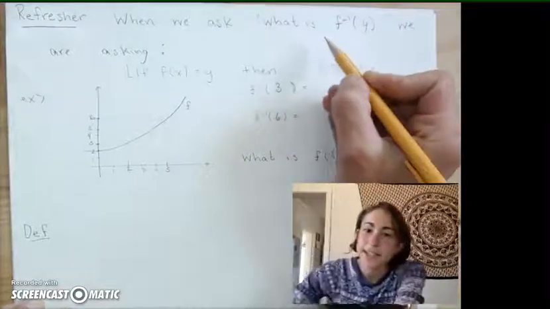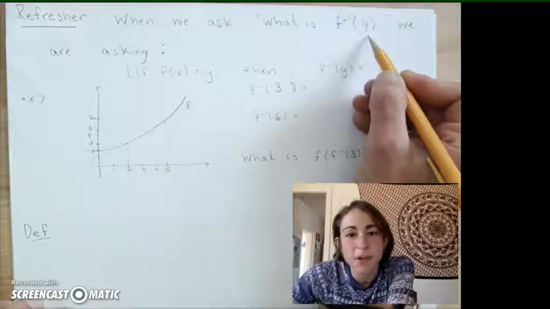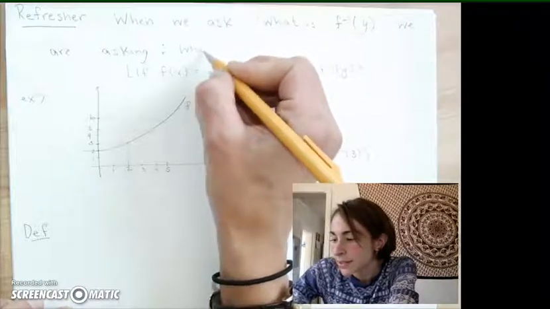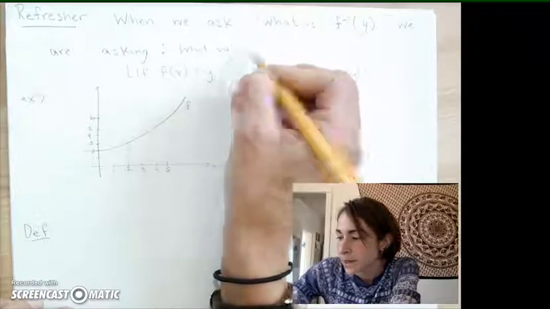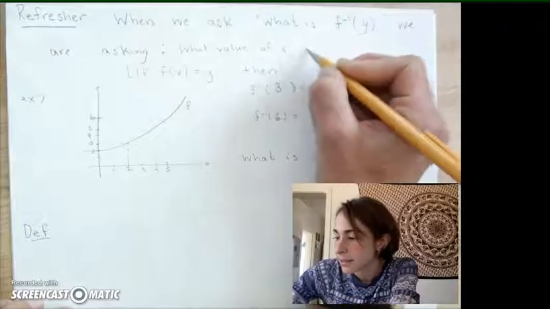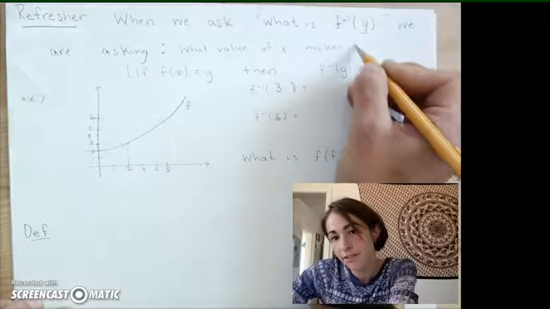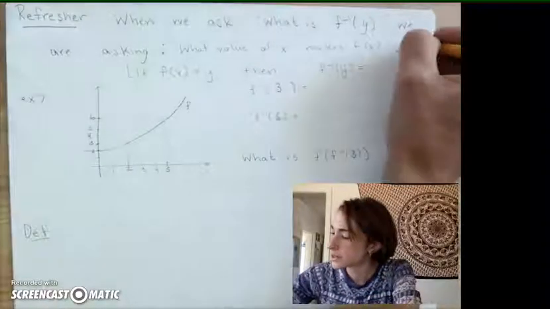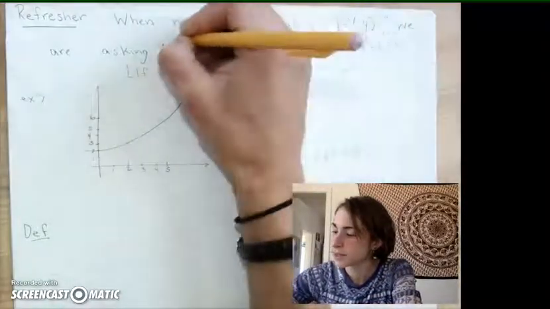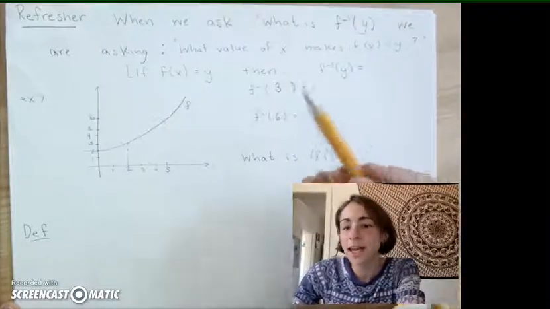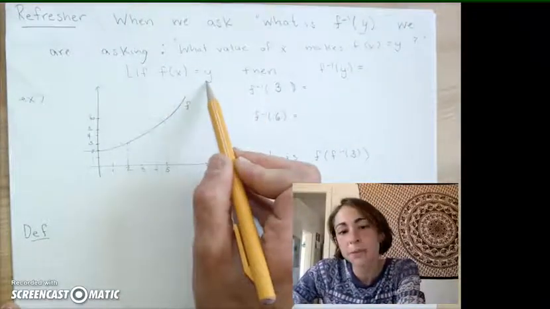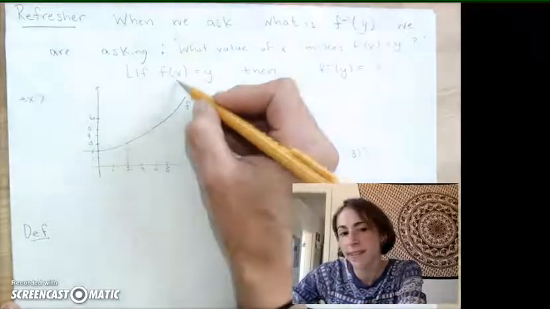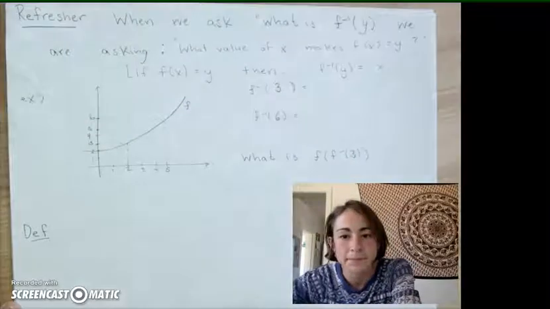When we were asking, what is f inverse of some number, call it y, we're asking the same thing as what value of x makes f of x equal y. They're the same question. So the definition that we gave last time was if f of x equals y, then f inverse of y equals x, because that's the x value that gives us an output of y.